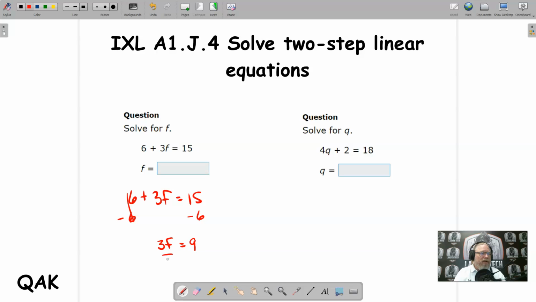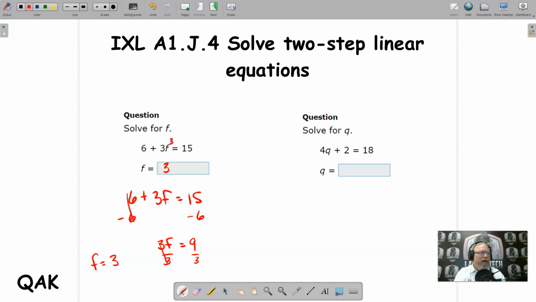So let's divide both sides by the number we wish to get rid of. 3 is being multiplied times f. So we're going to divide. Every fraction is a division problem. We're going to divide by the number we wish to get rid of, which in this case is 3. And what we do to one side, we do to the other. The 3's will cancel each other, leaving me with f. And 9 divided by 3 is 3. So f equals 3.